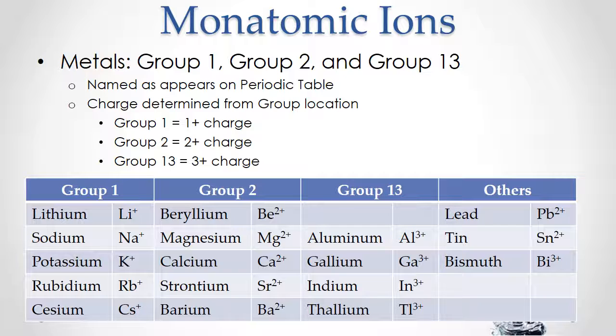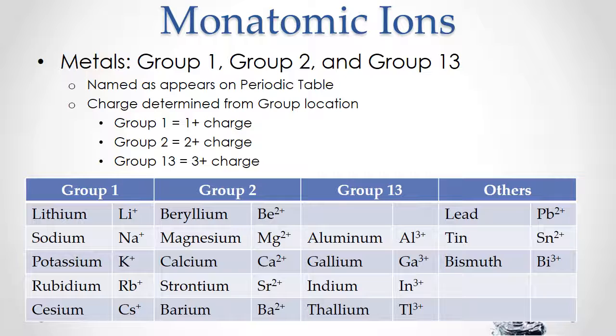These metals all have a fixed charge, and their group is going to determine their charge. If we look at group 1, they're going to have a 1 plus charge. Group 2 is going to have a 2 plus charge, and group 13 is going to have a 3 plus charge. So in order to use these metals in naming, we just pull the name off of the periodic table that corresponds to the symbol and use that.